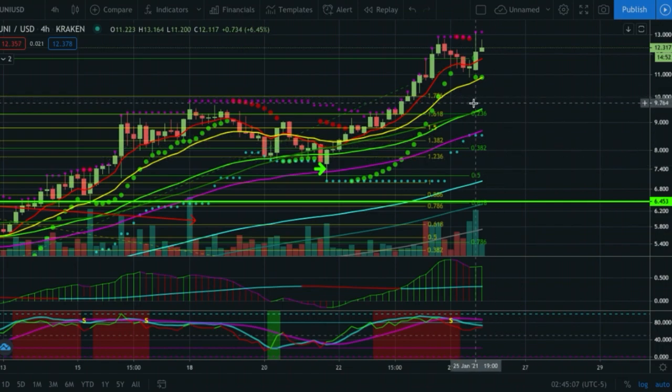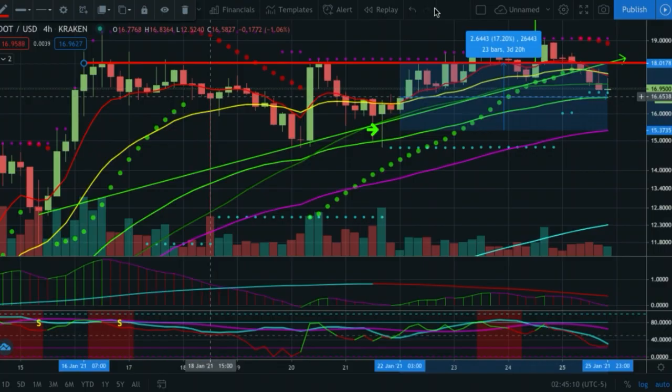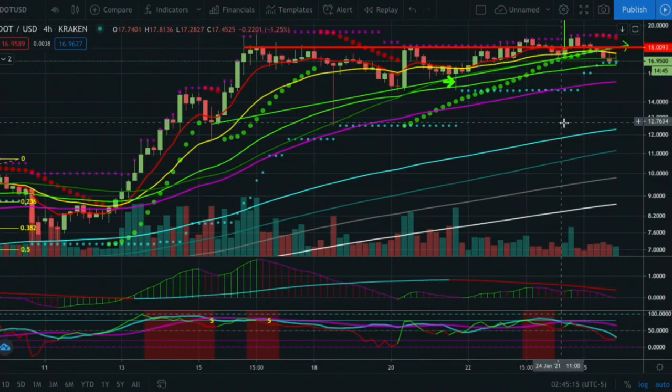But again, 63%, not bad for the weekend. And the other one I told you that I had entered was Polkadot. Was actually the same situation with Polkadot.